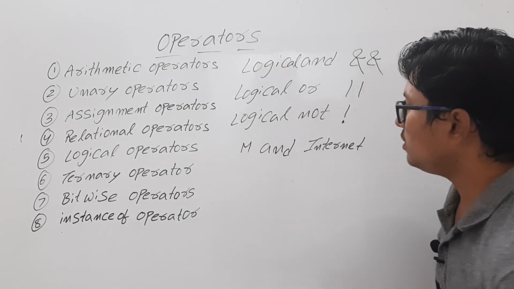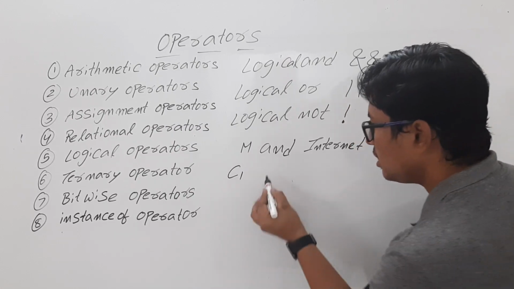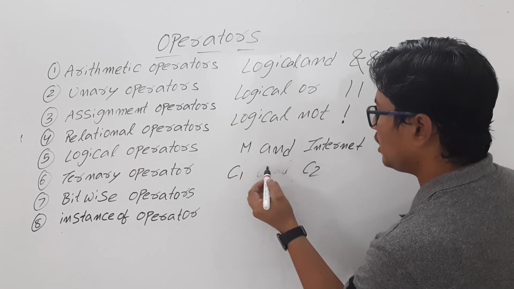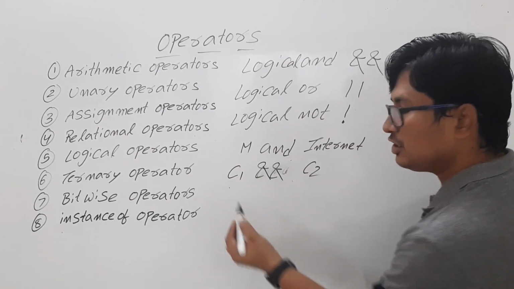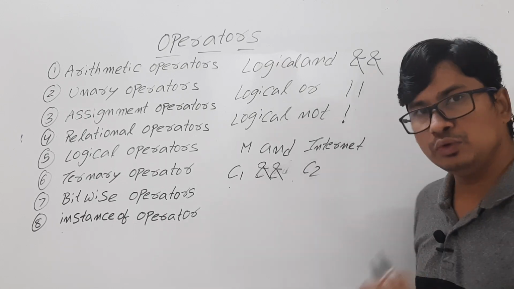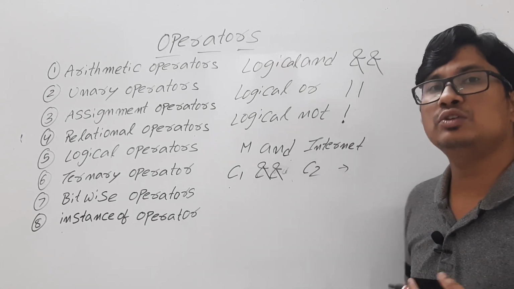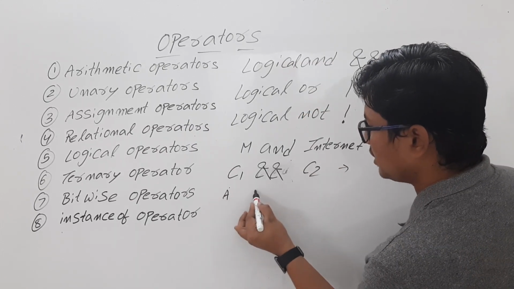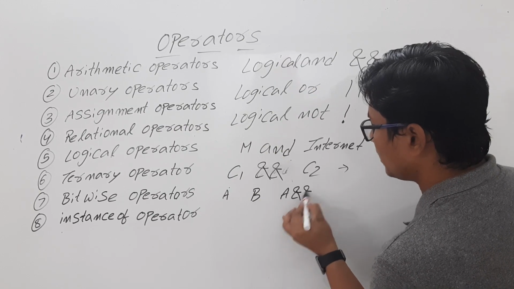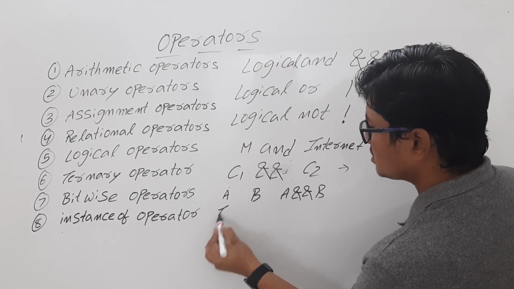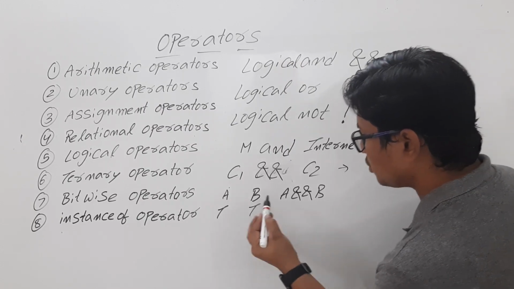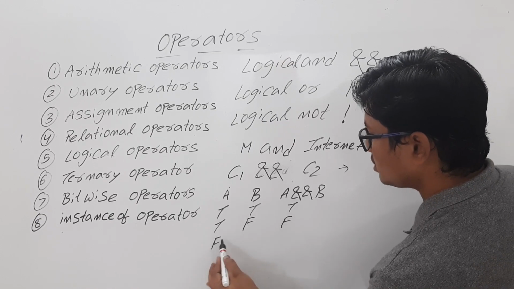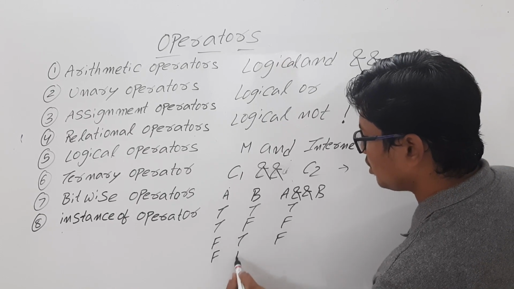Is it clear? So whenever you have condition 1, logical AND, condition 2. So logical AND in Java we will represent like this. The condition 1 should be true and condition 2 also should be true, then only you will get true. Is it clear? So the truth table of AND is, let's take that you have A, B, A logical AND B. Let's take that this is true and this is true, then you will get true. If it is true and false, you will get false. False and true will be false. False and false will be false.